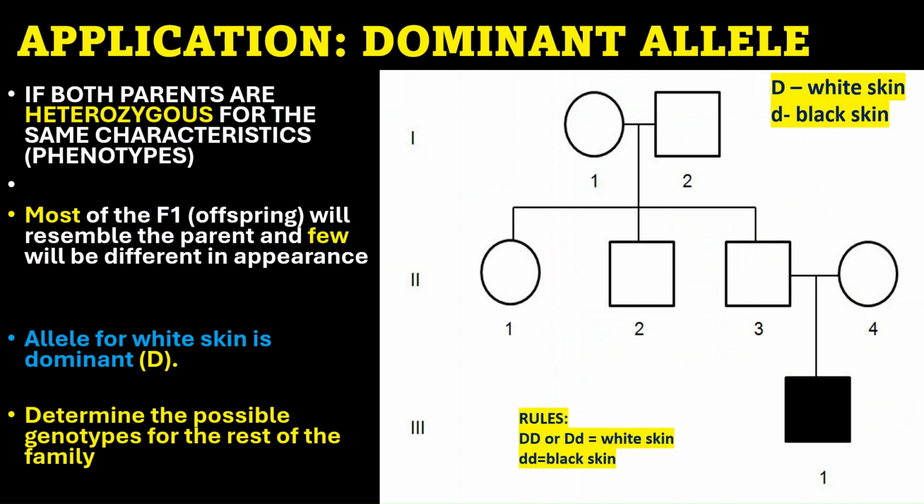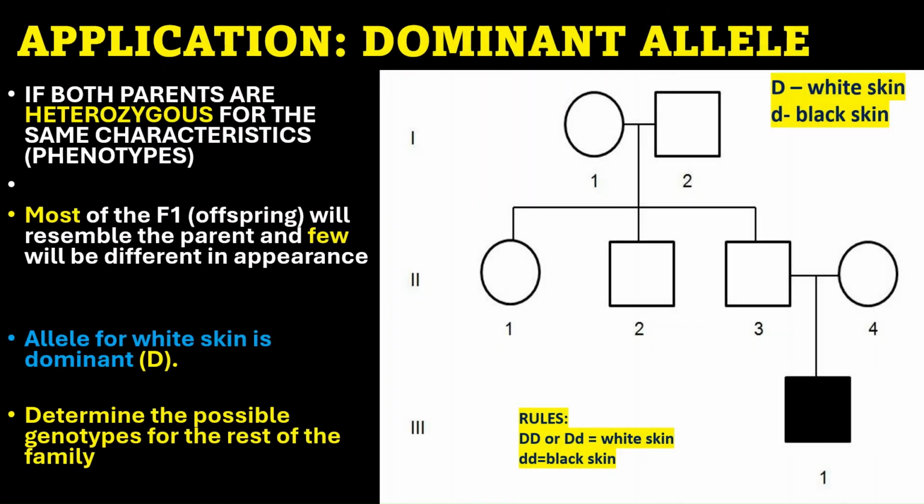There are two ways of producing white skin, either homozygous or heterozygous. For you to have black skin, you have only one way. That is when you are homozygous recessive. So you look for that one first because it's easy to deal with. You go to the child with the black skin and begin to trace where the child got those homozygous recessive alleles from, and you will discover that parents one and two are also heterozygous.